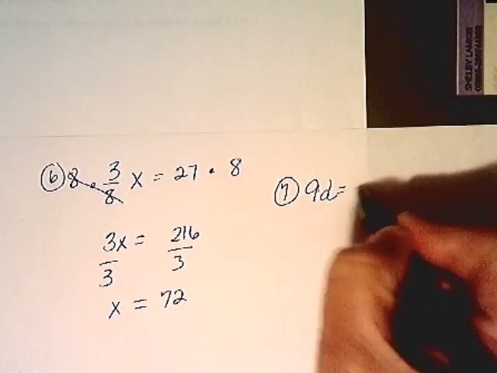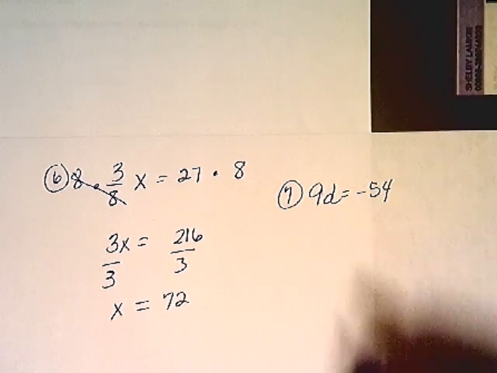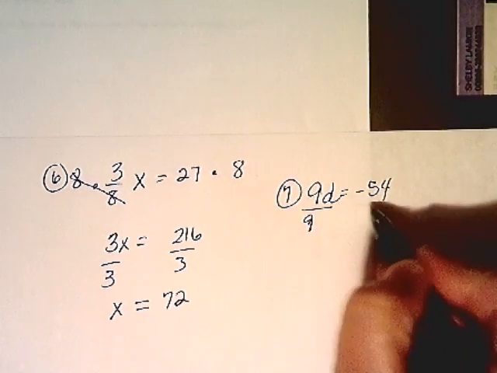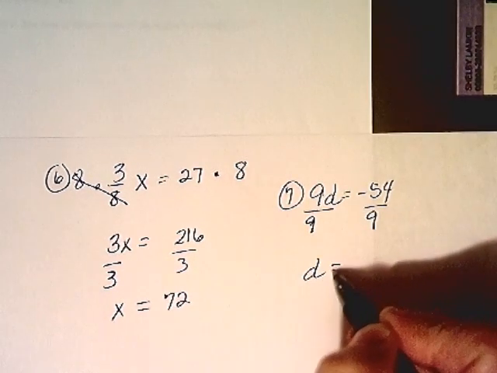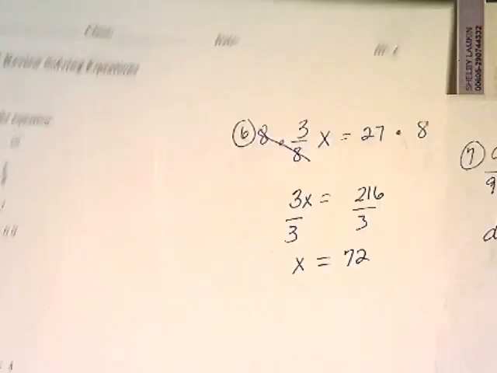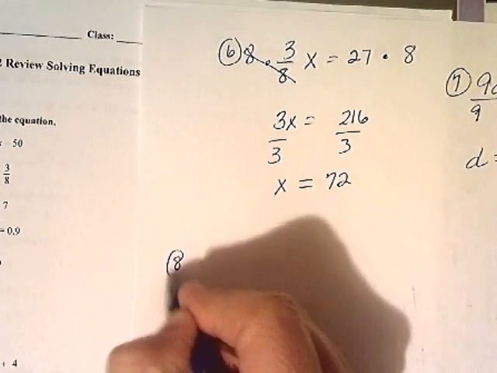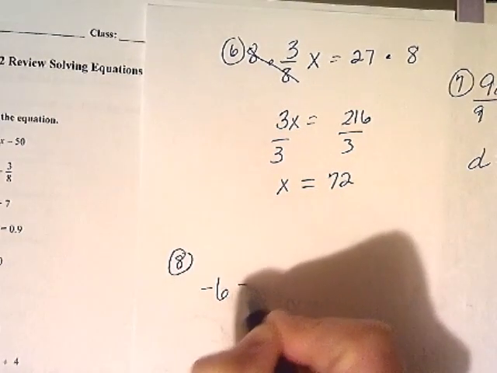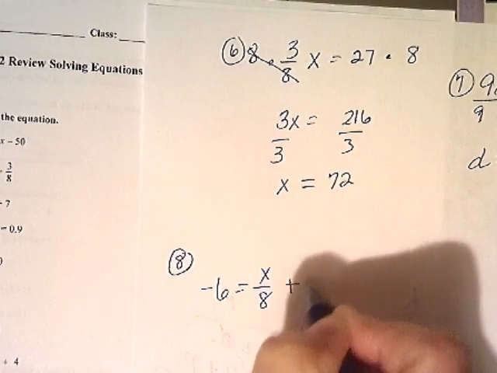Number 7 says 9d is negative 54. We want to divide both sides by 9. So d is negative 6. Number 8 says negative 6 equals x over 8 plus 4.